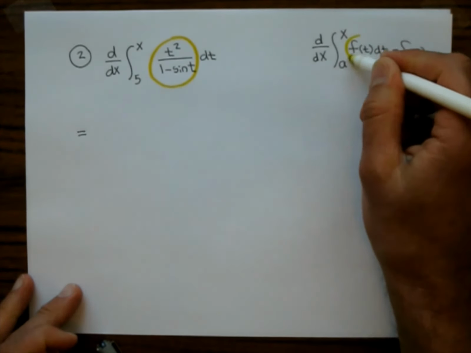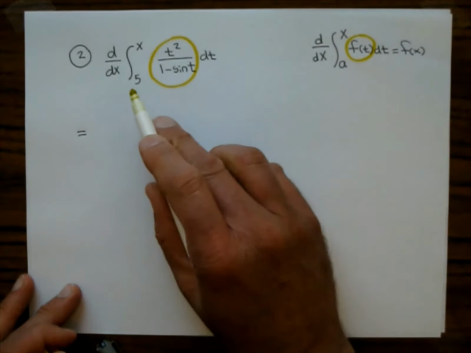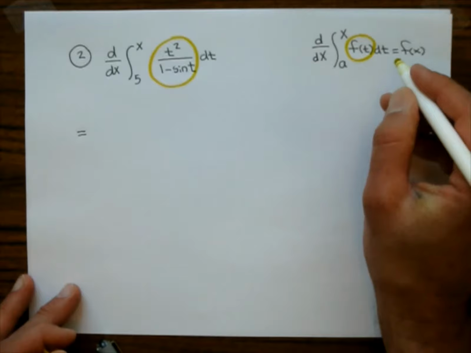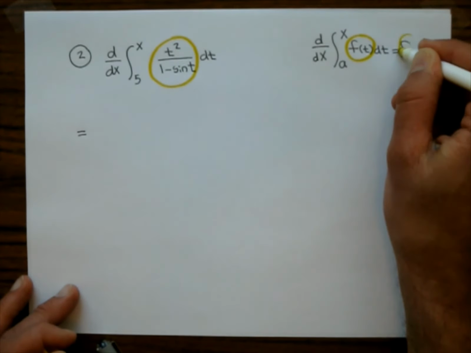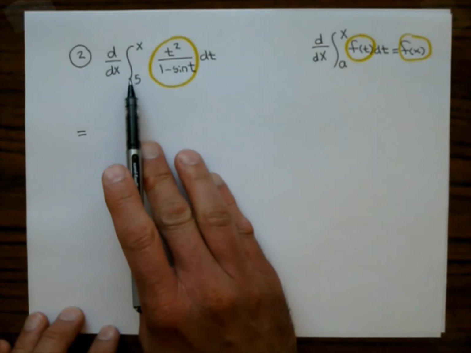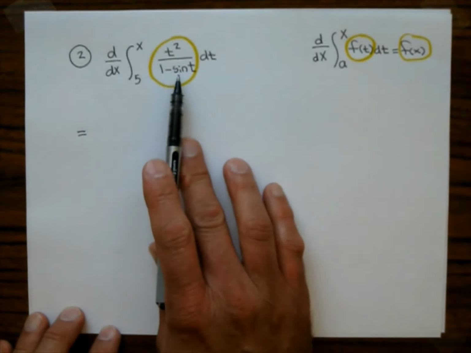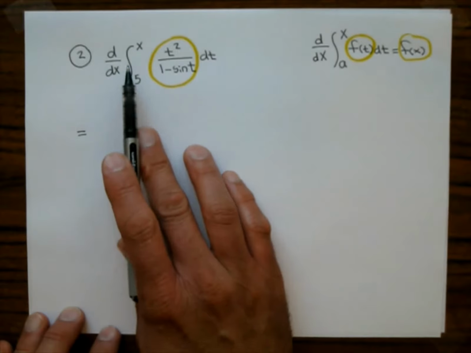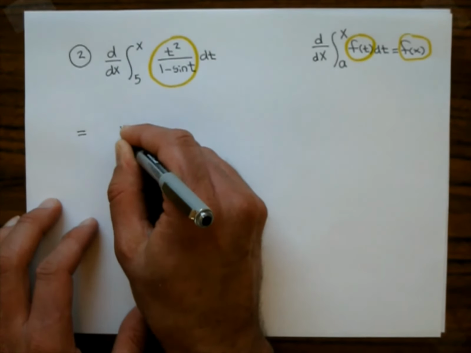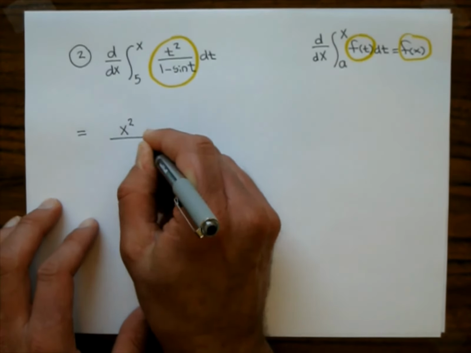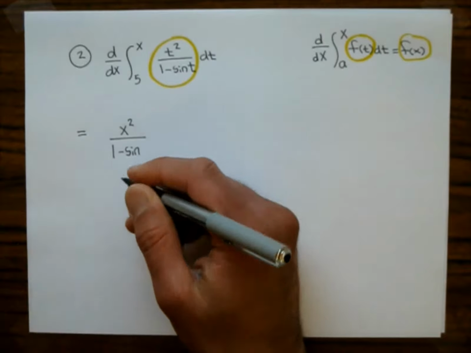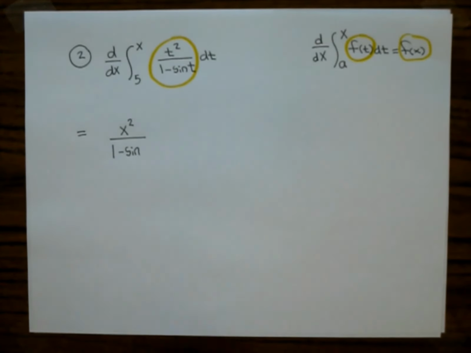That's this guy right here. And when you have this set up, well, there's a number there, there's a number there, and there's an x there, and a dx there, you're going to end up just getting your function, because you have your antiderivative gun and then your derivative gun. And you're going to get this function in yellow, but now it's going to be written in terms of whatever this letter is. So this is going to be x squared all over 1 minus sine of x.